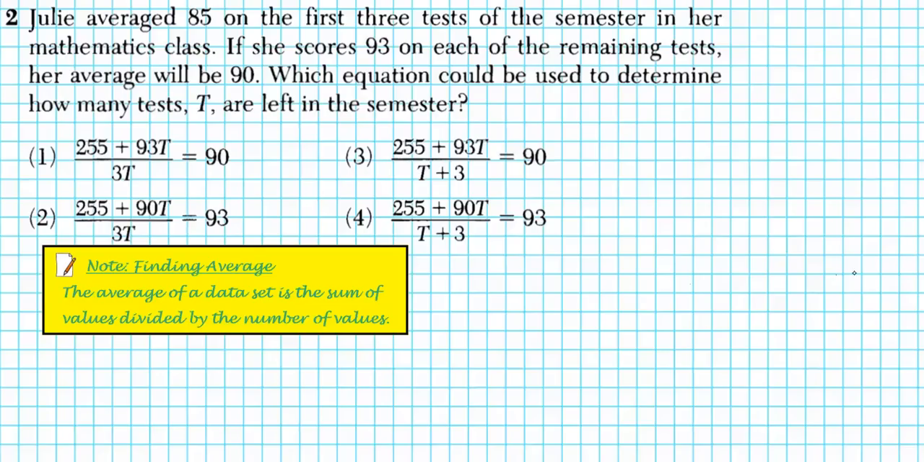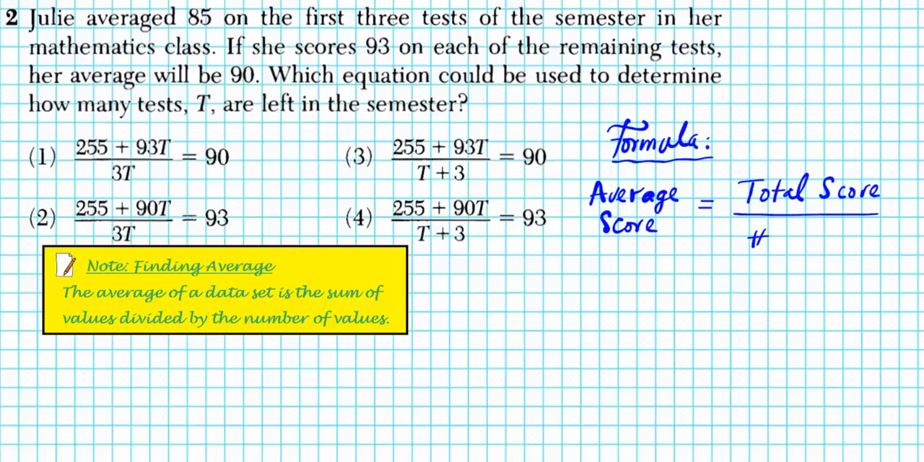So let's write down the formula that we're going to be using for this problem. I'm going to adapt this average formula to this scenario. What is the average? The average score is basically given by the total score divided by the number of scores. How many tests did she take? So this is the formula we're going to be using.